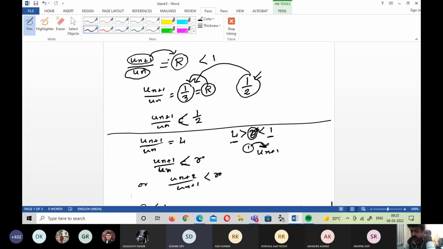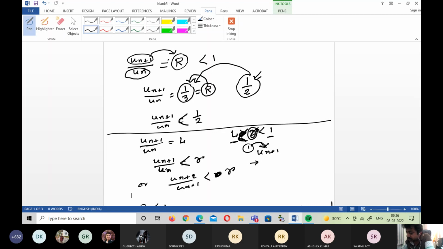Sir, you have written L greater than R. L should be less than R. I have told you that here you have taken a particular value. Yes, you are correct. L should be less than R. Here, this is R. So again, transfer all the terms into one representation, and apply the concept of comparison test and geometric series.